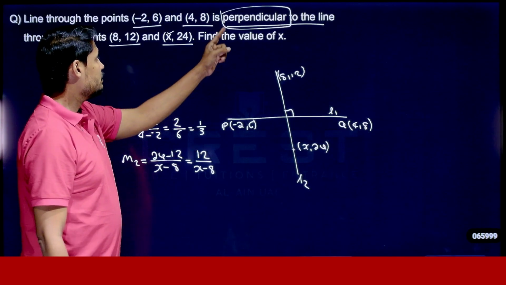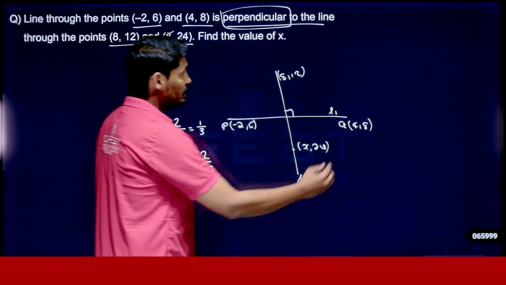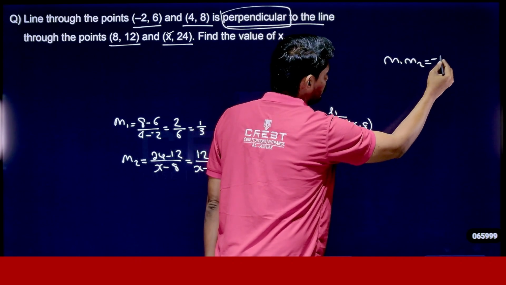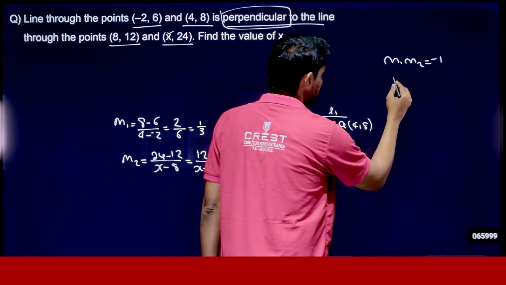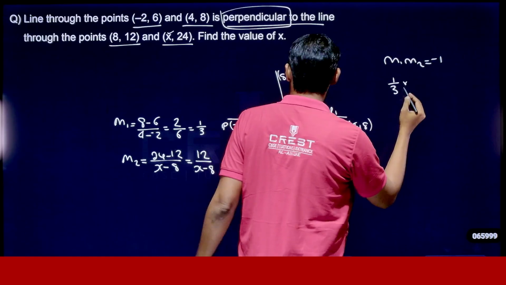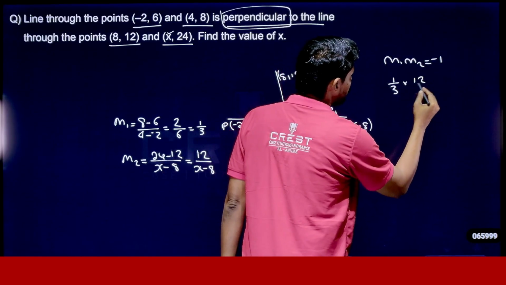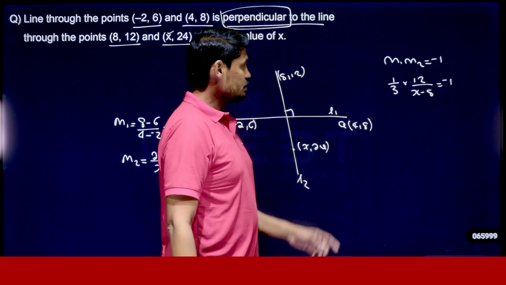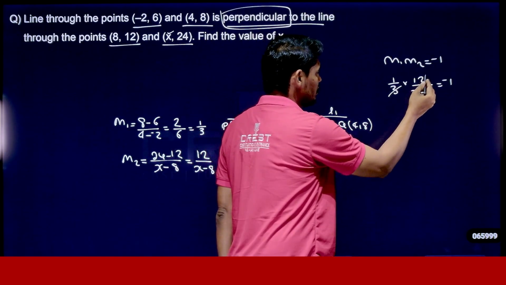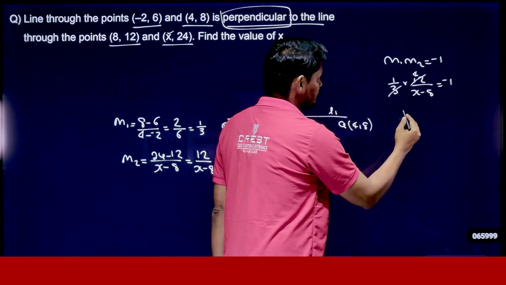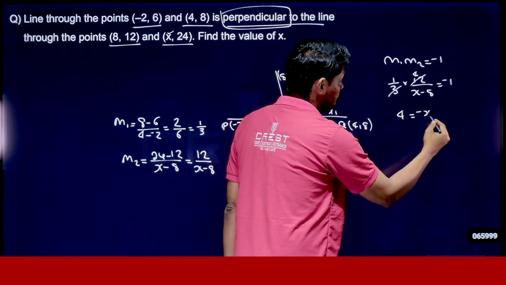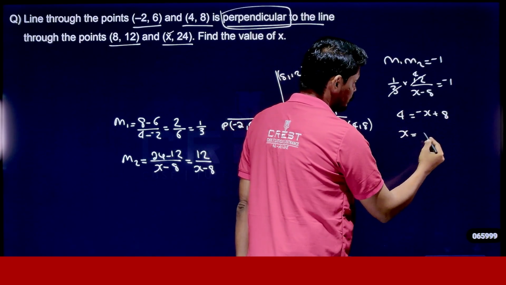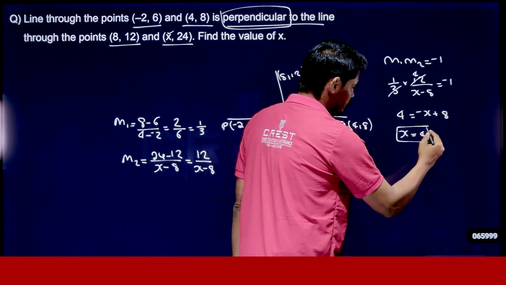And the condition is that the two lines are perpendicular. We know that if two lines are perpendicular, then the product of their slopes is minus 1. We already have M1 is 1 by 3 and M2 is 12 divided by x minus 8, and the product is equal to minus 1. For solving this, you can cancel 3 and 12 by 4 times. You will get 4 equal to minus x plus 8. That is, you will get x equal to 8 minus 4. That is, the value of x is 4.